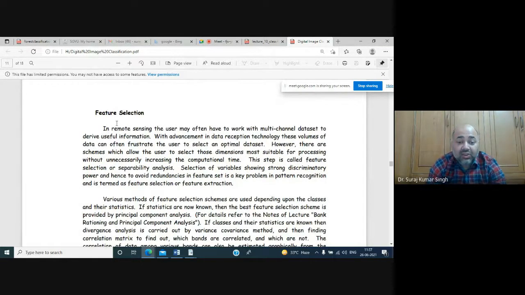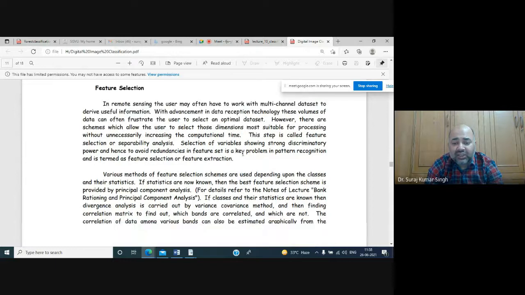So what is feature selection? Feature selection is where in remote sensing the user may often have to work with multi-channel data sets to derive useful information. With the advancement in data reception technology, these volumes of data can often make it frustrating to select the optimal data sets. However, there are schemes which allow users to select those dimensions more suitable for processing without unnecessarily increasing the computational time.